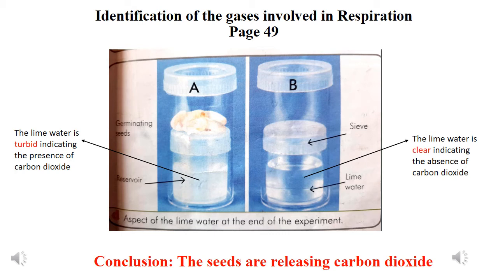In container A, having germinating seeds, the lime water is turbid, indicating the presence of carbon dioxide, right? While in container B, lacking germinating seeds, the lime water remains clear, indicating the absence of carbon dioxide. What can we conclude here? What makes lime water turbid? It is true, germinating seeds. So, germinating seeds release carbon dioxide.